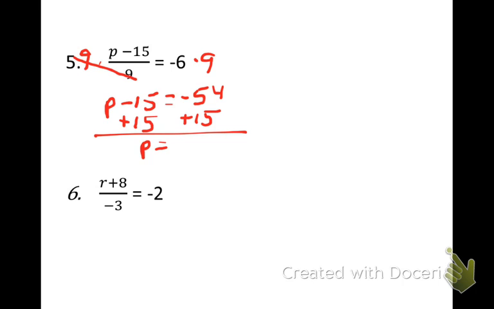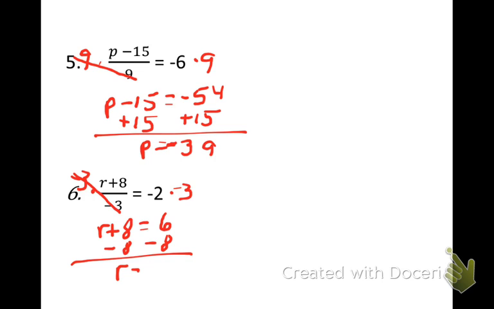Signs are different, so we're going to subtract our numbers. Keep the sign of the bigger number. Negative 39. Kind of ran into my equal sign there. On this problem, the opposite of divide by negative 3 would be multiply by negative 3. So I'm going to multiply each side by negative 3. The negative 3s cancel, leaving me r plus 8 equals positive 6, because we're multiplying and the signs are the same. So we would like to subtract 8 then from each side to get the variable by itself. We get r equals negative 2.